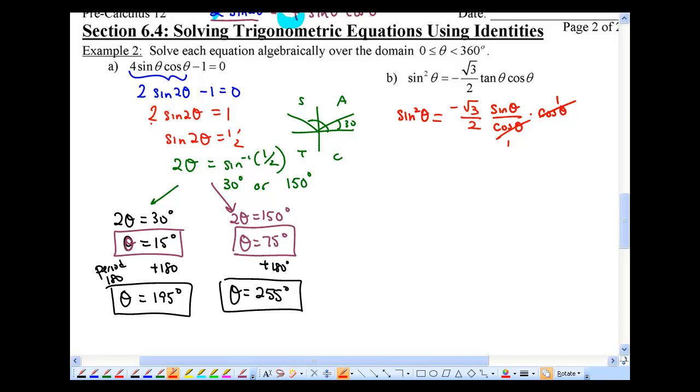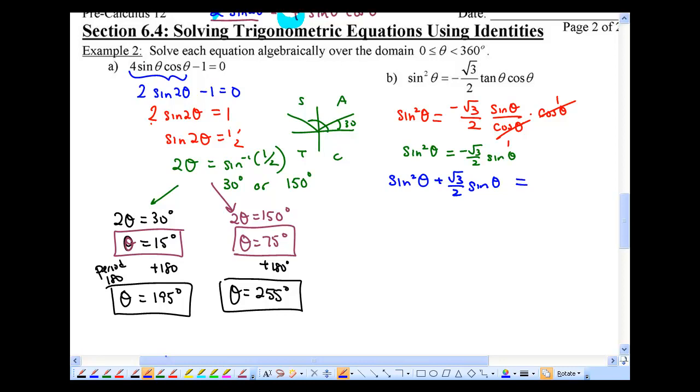So now let me just rewrite this again. I've got sine squared theta equals negative root 3 over 2 sine theta. I know many of you are tempted to do this right now: oh yeah, sine theta squared, cancel out. Please don't. The reason is if you do that, you're just going to eliminate one of the sine thetas and you would have lost an answer. So what I prefer everyone do is just move all the terms to one side and see if you can factor out what's common.